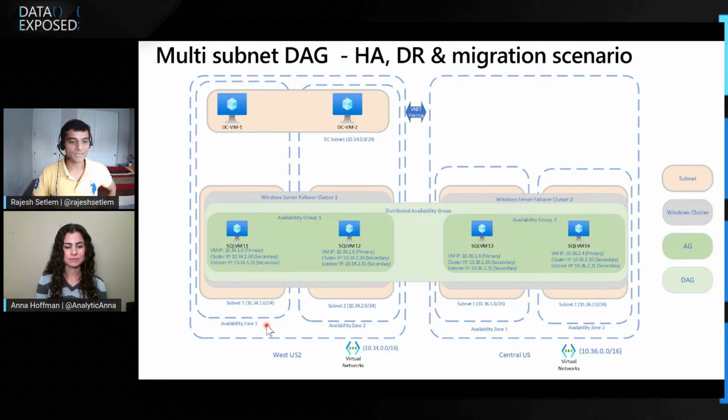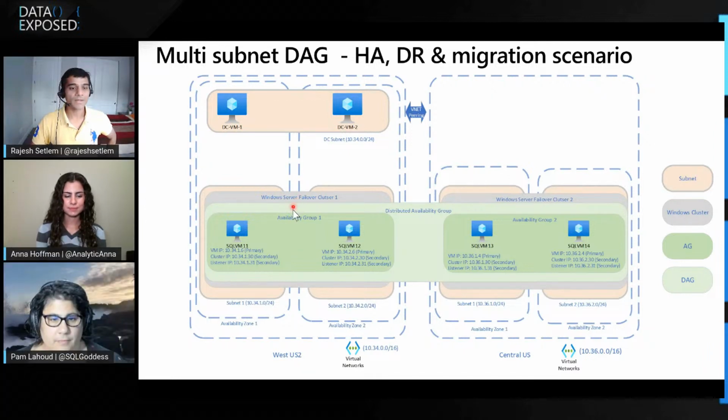And what you can see here is I have 2 separate regions. And in each of those regions, I have a similar setup. I have 2 VMs in separate subnets. In a different region, I also have 2 VMs in separate subnets. But what I do here is I create a cluster 1 in region 1. I create an availability group in region 1. Again, in multi-subnet, everything just works with a load balancer.